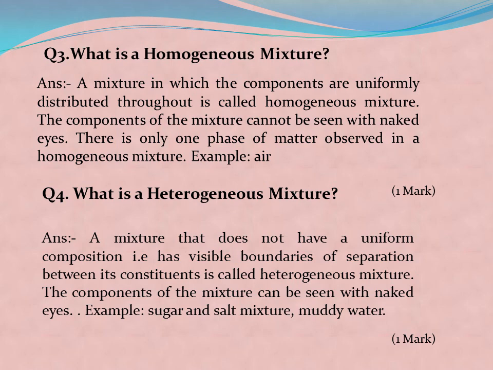Question number 4. What is a heterogeneous mixture? Answer. A mixture that does not have a uniform composition, that means it has visible boundaries of separation between its constituents, is called a heterogeneous mixture. The components of the mixture can be seen with the naked eye. Example: sugar and salt mixture, muddy water.